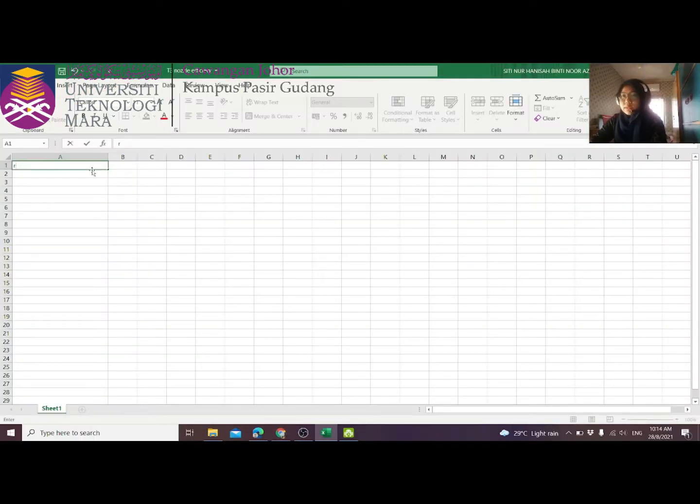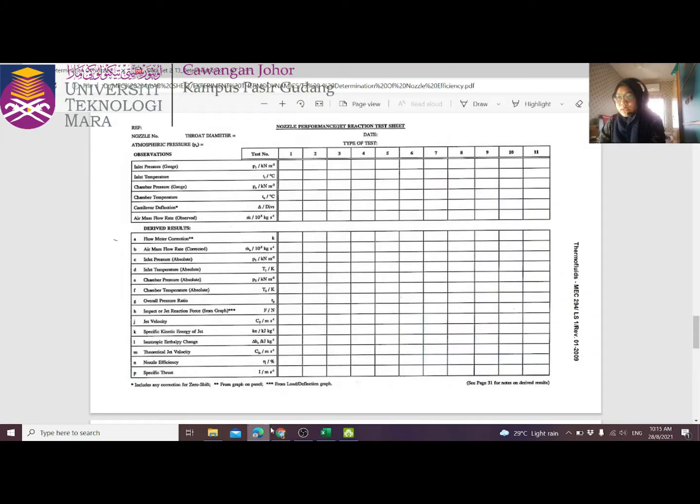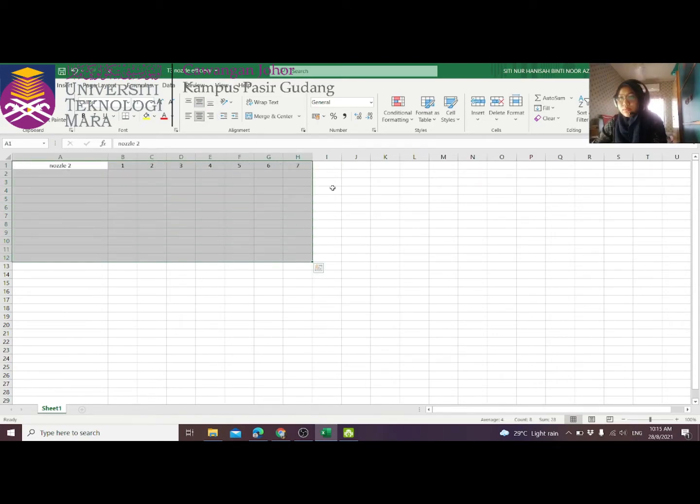This is for part 2, step 2, which is the calculation. So first we will do the table based on this table from the lab sheet. So this is table for nozzle 2. Number 1, 2, 3, 4, number 5, 6, 7, and 10.